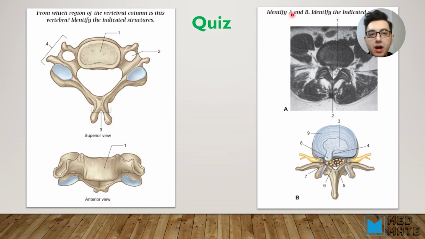Now, identify A and B, the indicated structures. So, I think we have spoken about this photo in previous slides. I told you that the outer portion is the annulus fibrosus and the nucleus pulposus is in here. There is a rupture of the annulus fibrosus and the nucleus pulposus gets out. This is the herniation of the intervertebral disc, and that's pushing on the spinal cord.